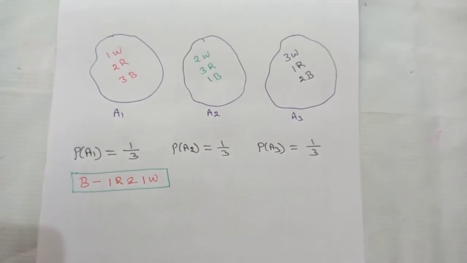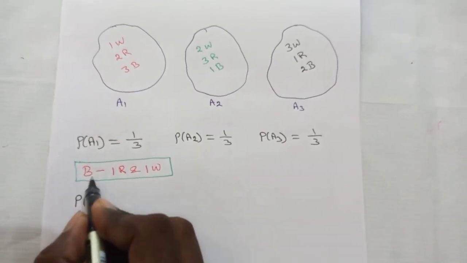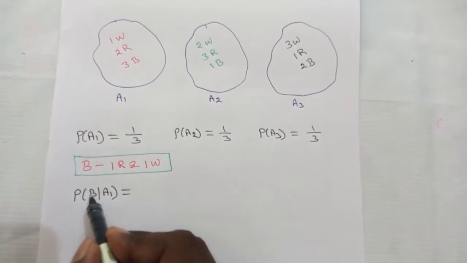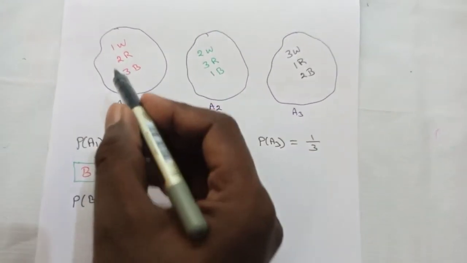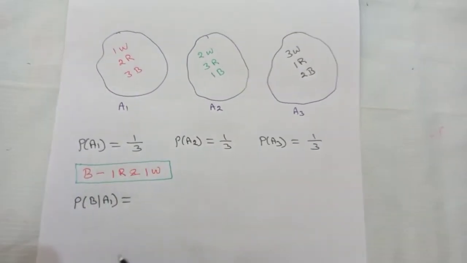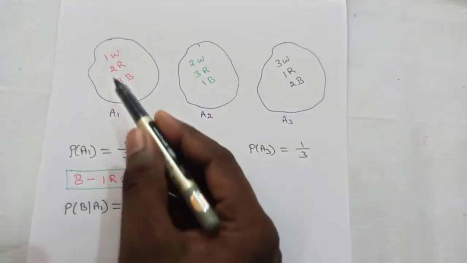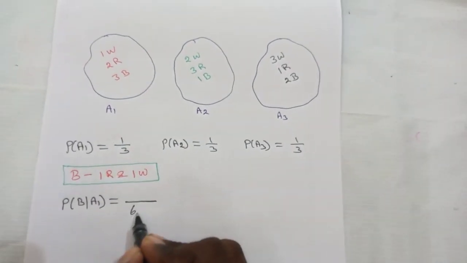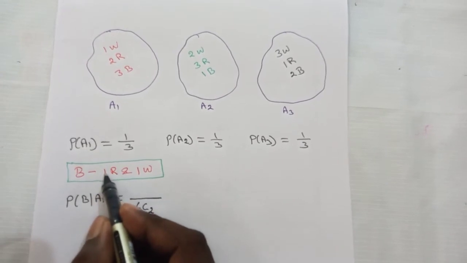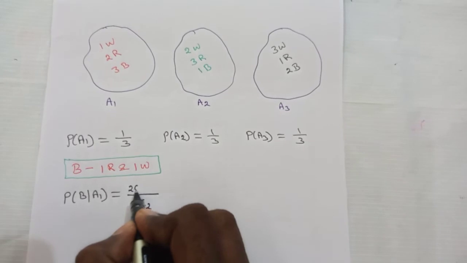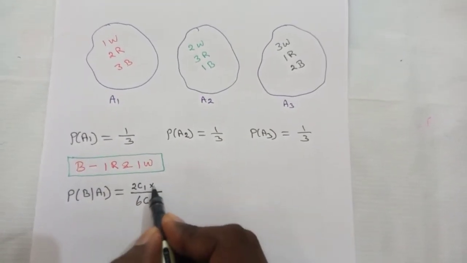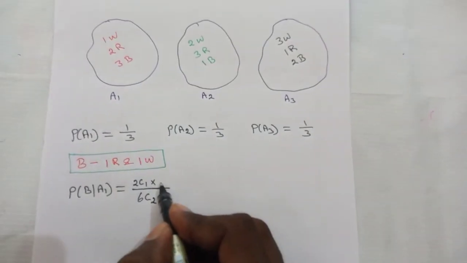Now, what is the probability that this event comes from the first box? That is, choosing 1 red ball and 1 white ball from A1. Listen carefully. In the box A1, there are 6 balls in total, and from the 6 balls I am going to choose 2. In the 2 balls, 1 red: how many red balls here? 2 red balls, so from 2 I choose 1, 2C1. Then I want to choose 1 white ball; there is only 1 white ball, so 1C1.